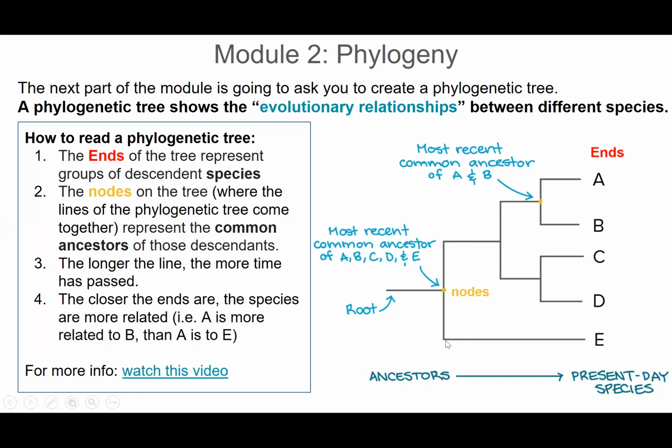Now, the longer the line, the more time has passed. Now, the closer the ends are, in other words, the closer A is to B, C is to D, okay? The closer they are, the more related they are. So you could see that A and B are more closely related, especially because they're coming right off of this more recent common ancestor. Whereas E and A are, this is their most common ancestor, so they are not closely related, okay?